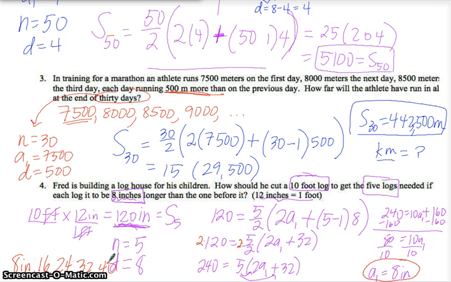So we can add it up really quickly to see if that works. 8 plus 16 plus 24 plus 32 plus 40. And does that equal 120 inches? Yes, it does. So we know that these are the lengths of the 5 logs. And all of them, of course, should have the inches next to it. And that's it for an arithmetic series.